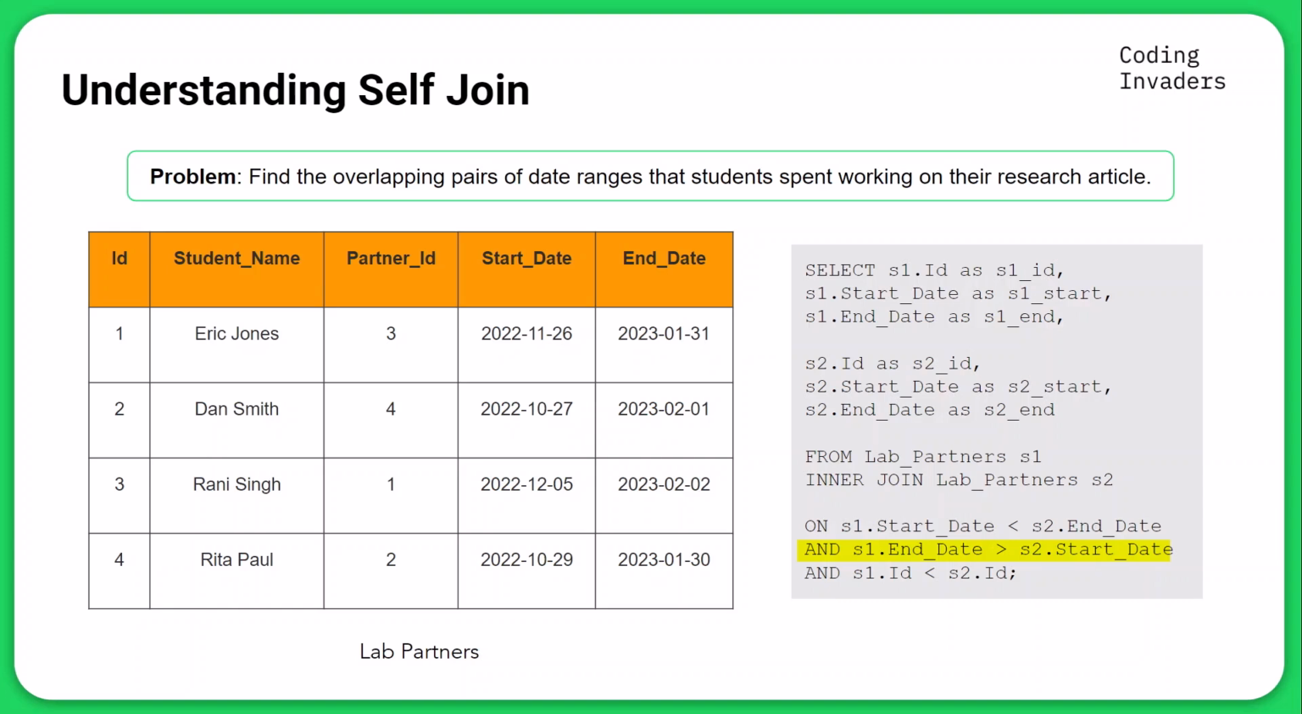So anyhow, we are trying to fit the S2 date range within the S1 date range by these conditions. Now, one more condition we have added, that is and S1.id less than S2.id. This is used to remove the duplicates from the result. Okay. This will be clear when we see the output in Metabase.